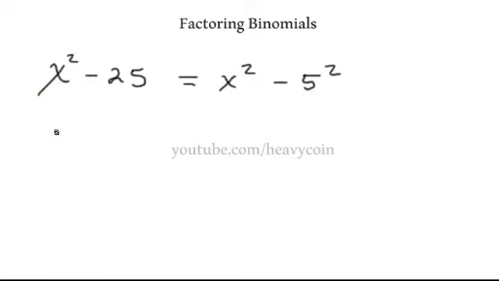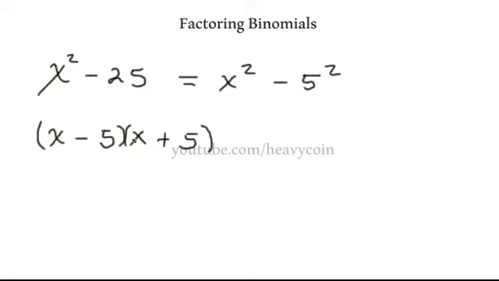So this is what you've got to remember. We're going to factor this. We're going to write an x, okay, and write another x here. You're going to write a 5, another 5, except this one's going to be minus, and this one is going to be plus. And when we multiply this out, we should get x squared minus 25.